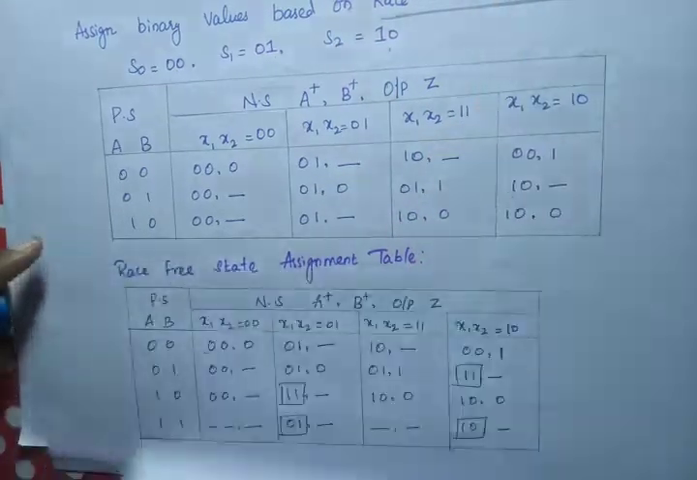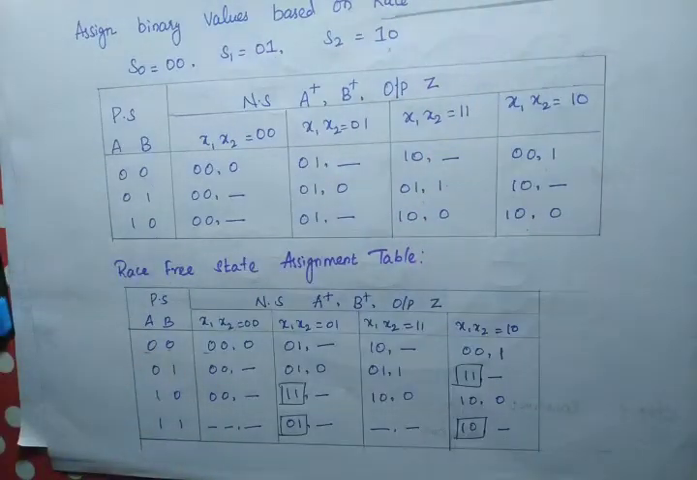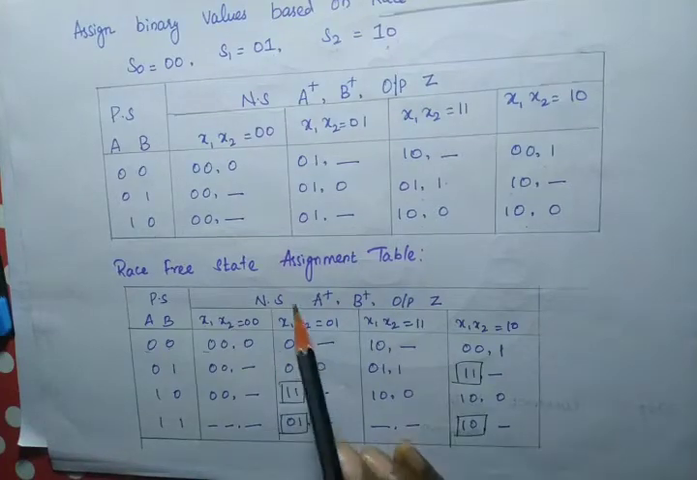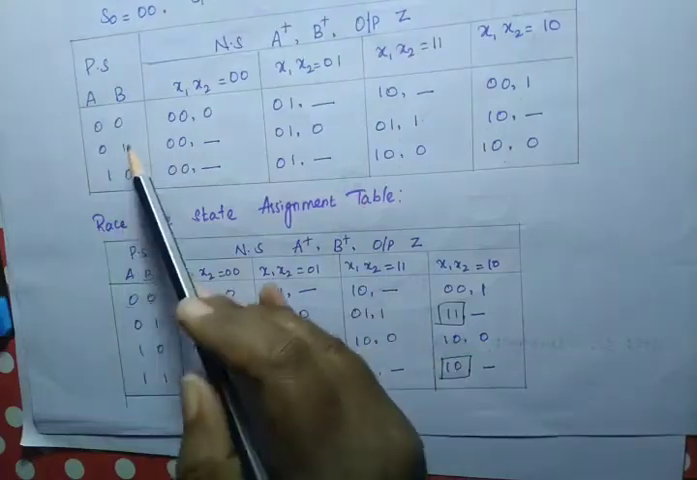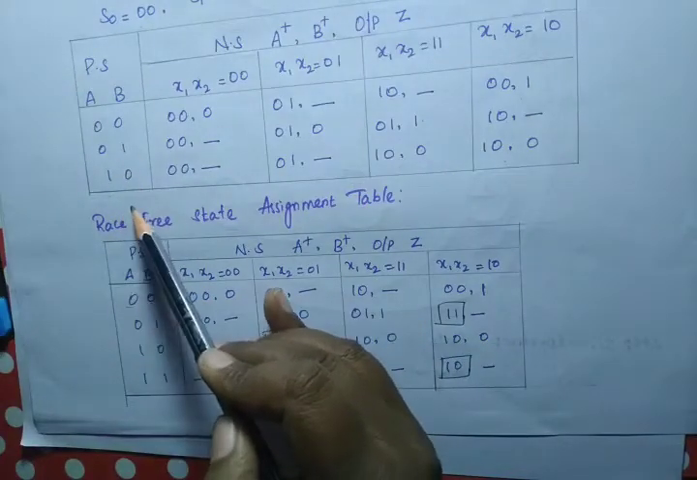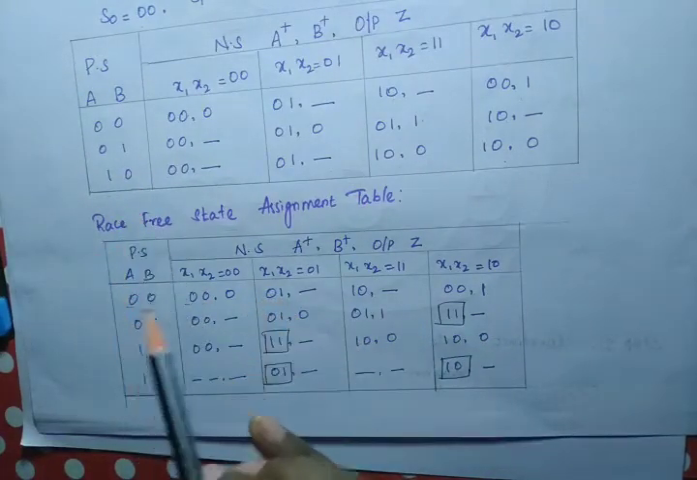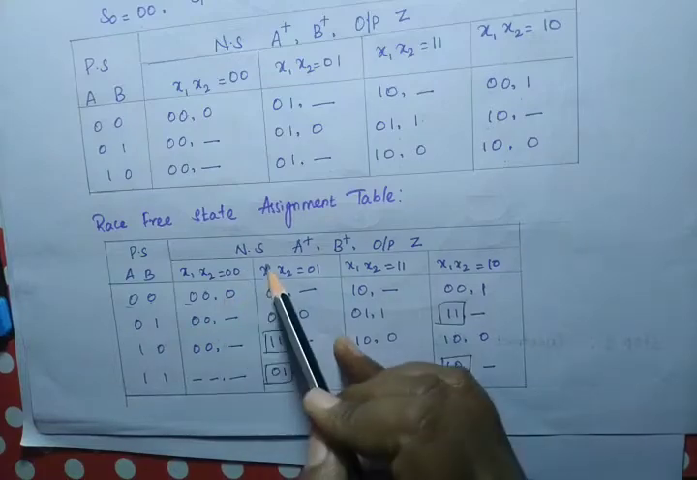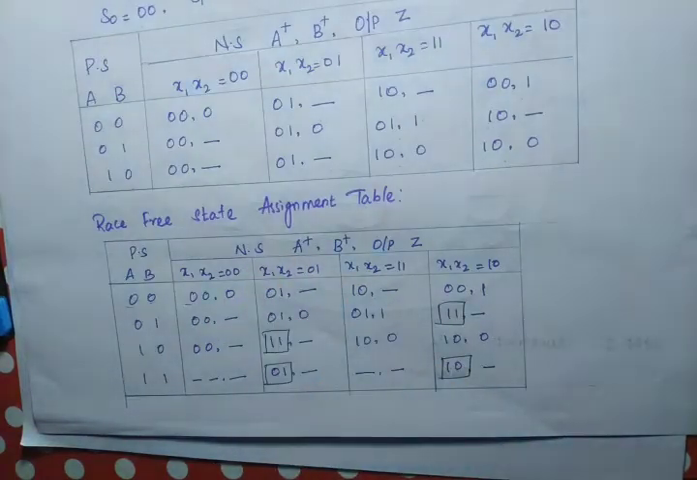Now what is this race-free assignment? Why is it called race-free assignment? Listen here, the present state and next state should be adjacent, but here the present state and next state are not adjacent. So if it is not adjacent, race condition will occur in the circuit. How are we saying that the race condition will occur?